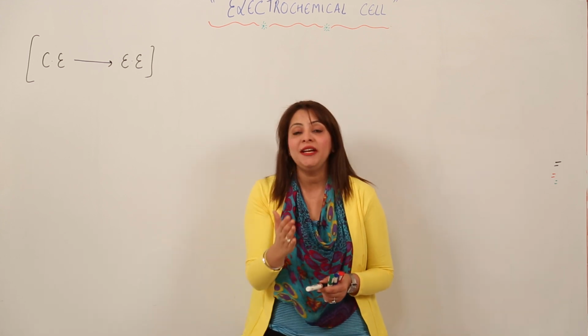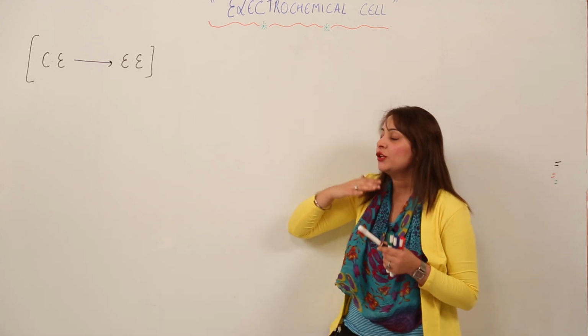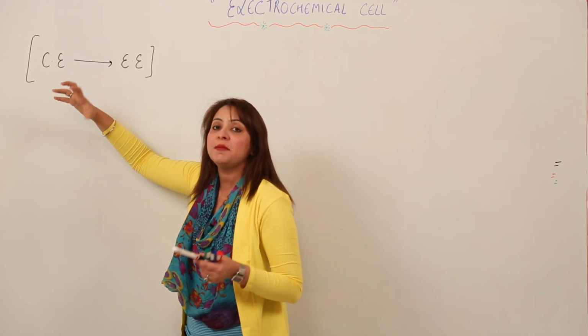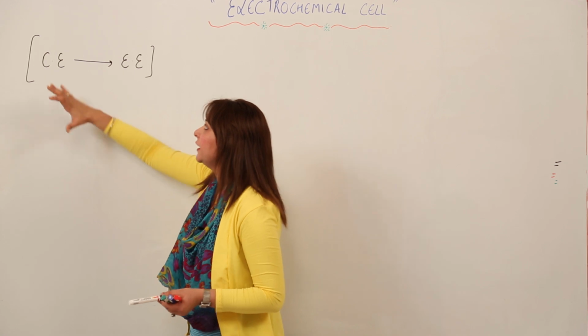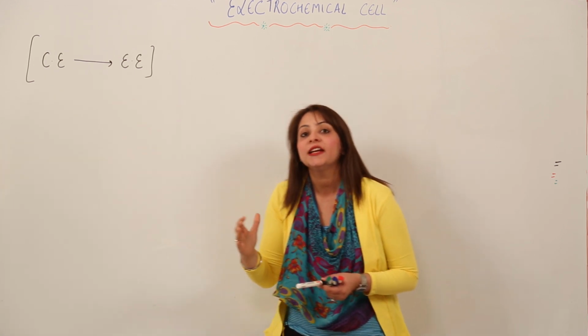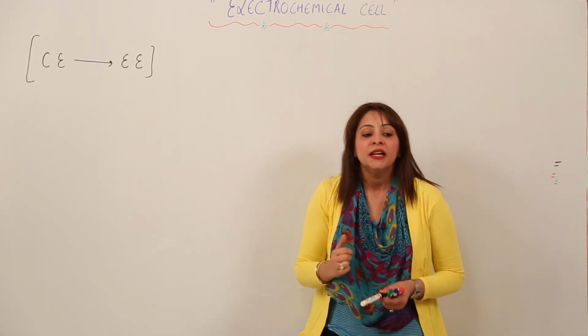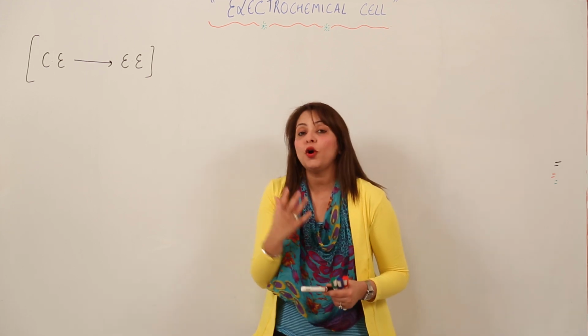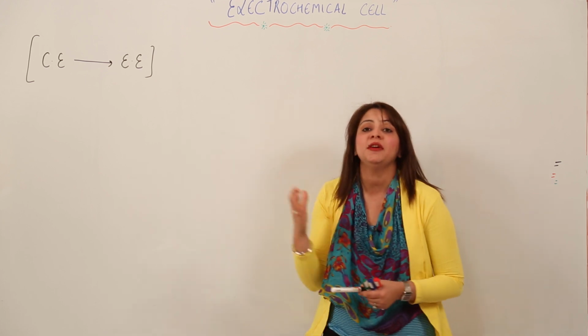energy. So these are the cells in which certain chemical reactions take place. That means the chemical energy gets converted into electric energy. This is the electrochemical cell. Now the question must be rising in your mind, or we should be curious to know, what is the principle behind the electrochemical cell?